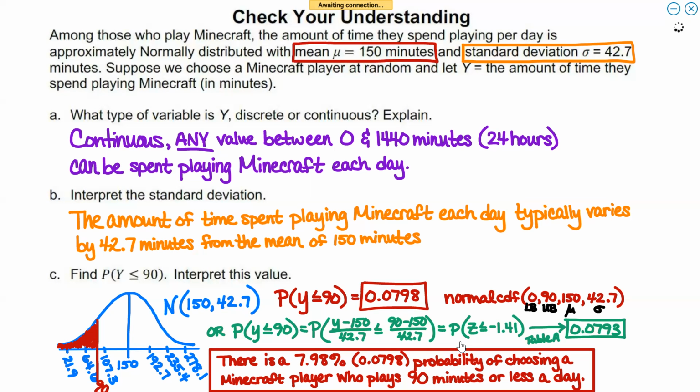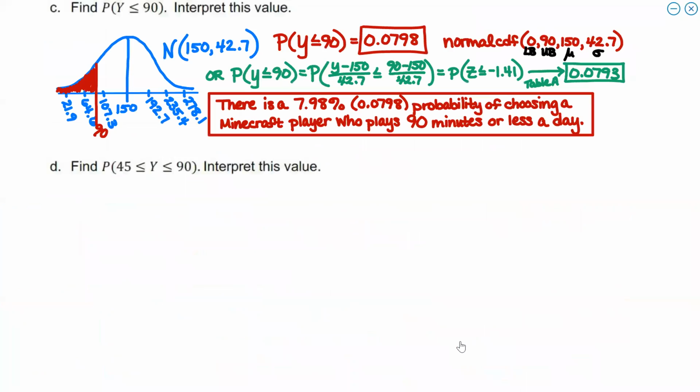All right. Let's look at the last one here. Finding the probability that somebody plays in between 45 and 90 minutes. Go ahead and try this on your calculator. The lower bound would be 45. Upper bound stays the same. Your mean stays the same. Your standard deviation stays the same.